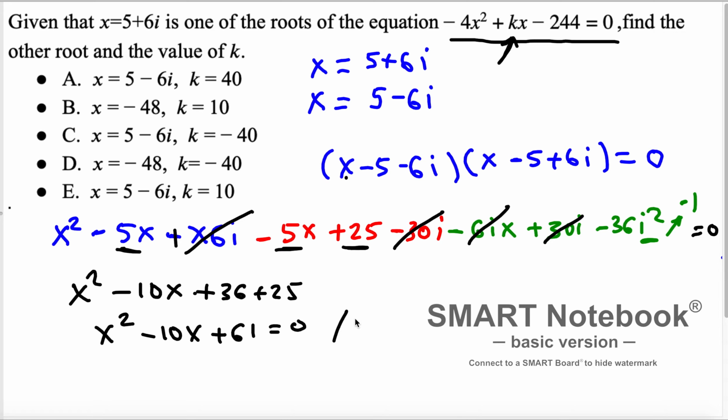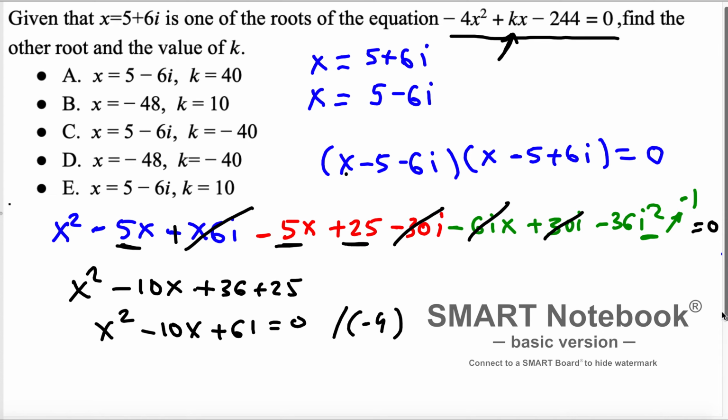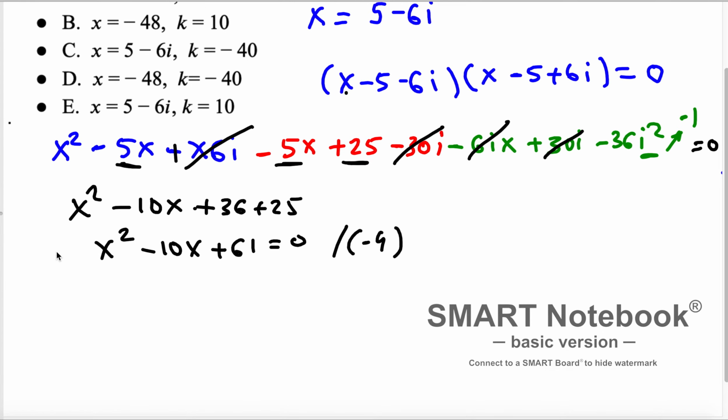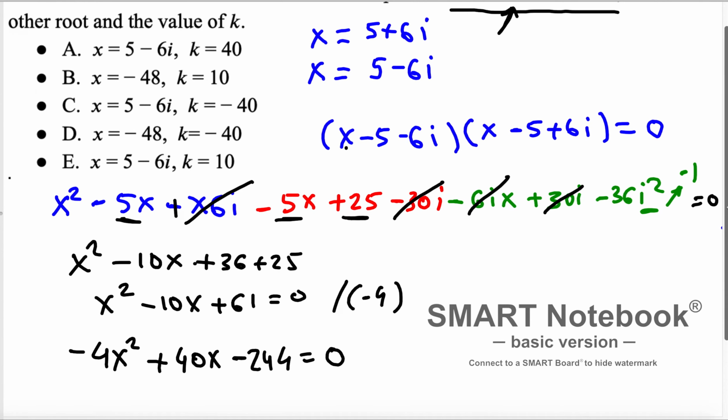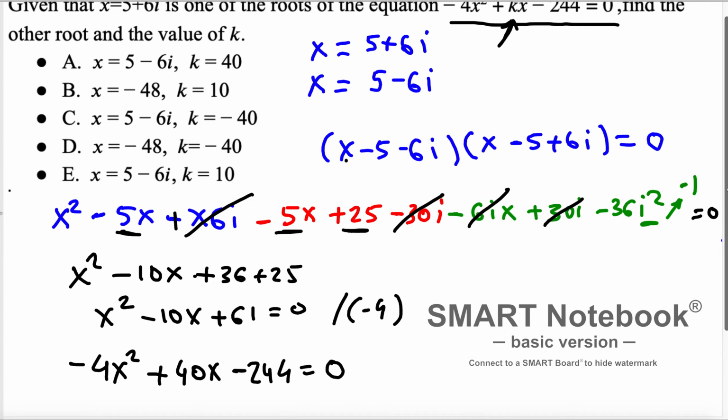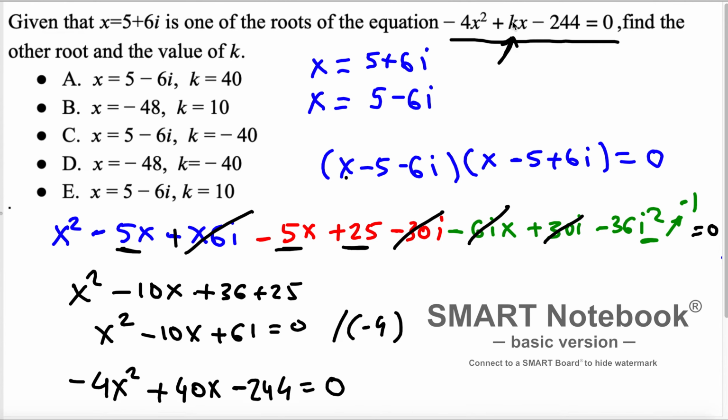So in this process I am going to multiply by minus 4 to get the original equation. Multiplying by minus 4 gives minus 4x squared, negative times negative is plus 40x, and for 61, negative times positive is negative, 4 times 1 is 4 and 4 times 6 is 24, so minus 244. And this is equal to 0. So we came to the original equation, but we don't know the coefficient k in it.